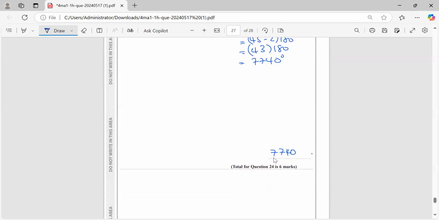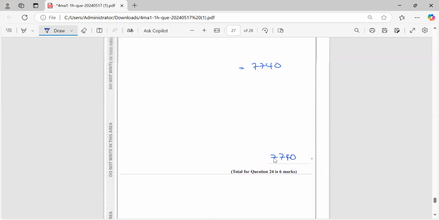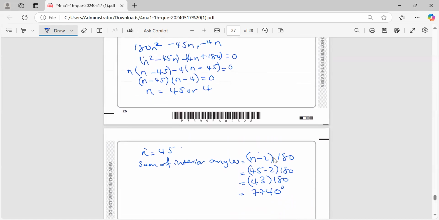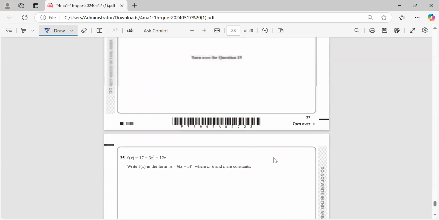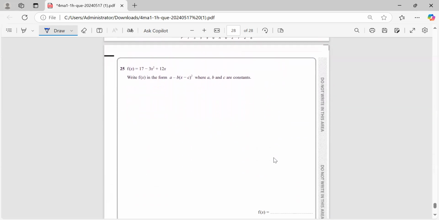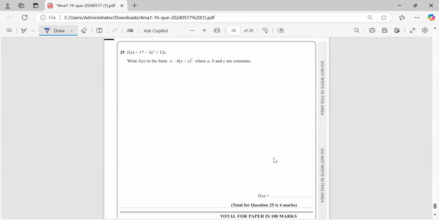And then we use that 45 to find the sum of interior angles, my bad. So we now move on to question number 25. Question number 25 wants us to complete the square. They say write f of x in the form a minus b times x minus c, all of it squared, where a, b, and c are constants.